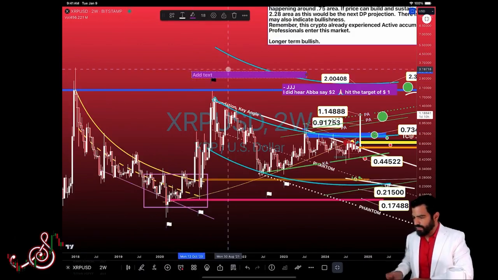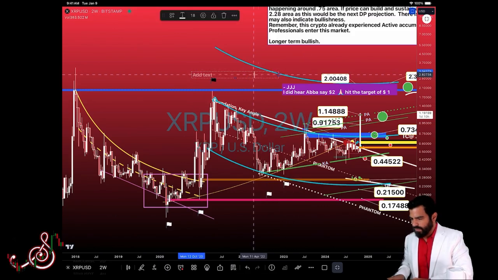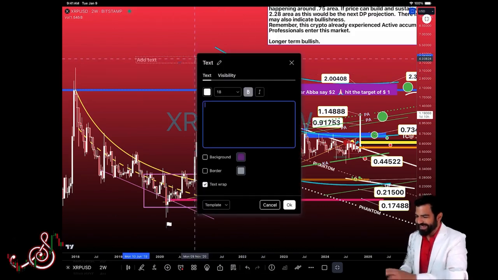Trump is playing his audience. That's all it is. The DP projection is the Donald Trump projection. It's the Trump pump.